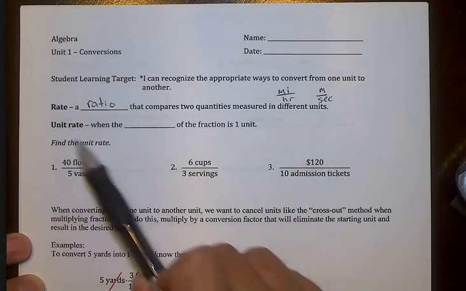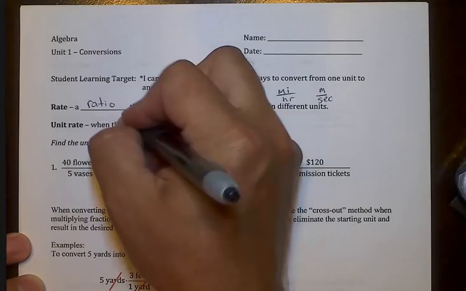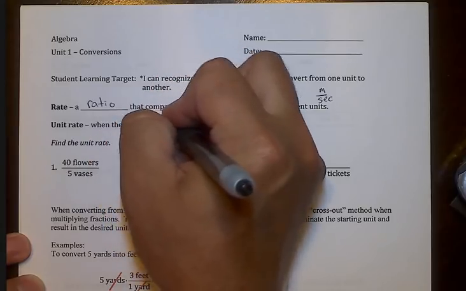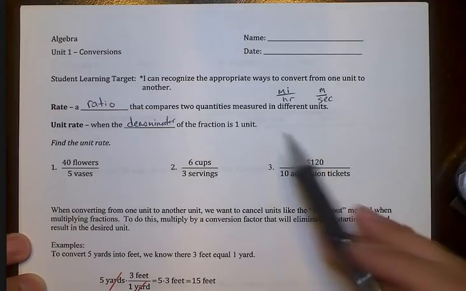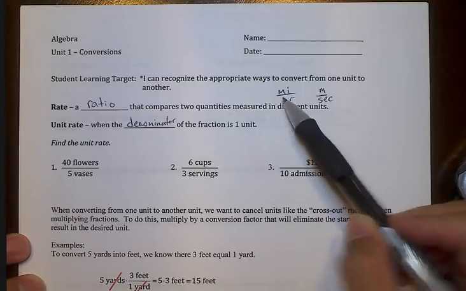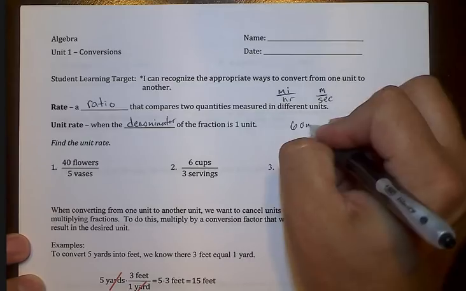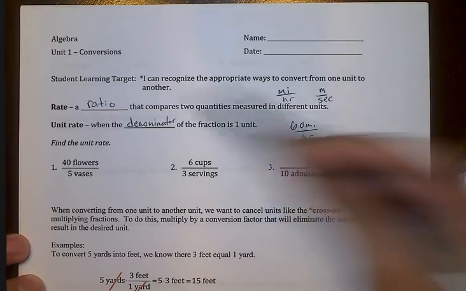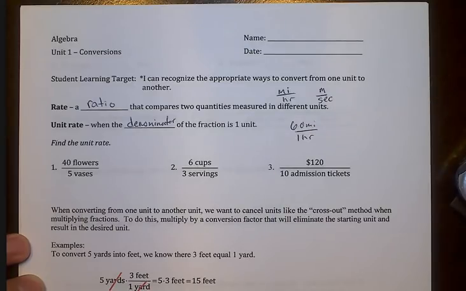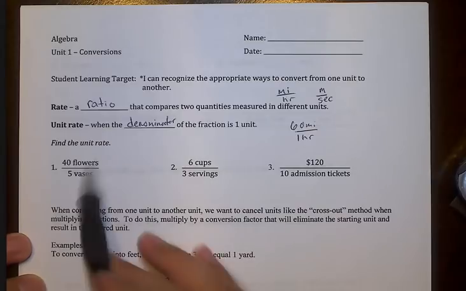A unit rate is when the denominator of the fraction is 1. So if I was driving 60 miles per hour, that's a unit rate because I'm driving 60 miles in 1 hour. Okay? So here I want to find the unit rate.